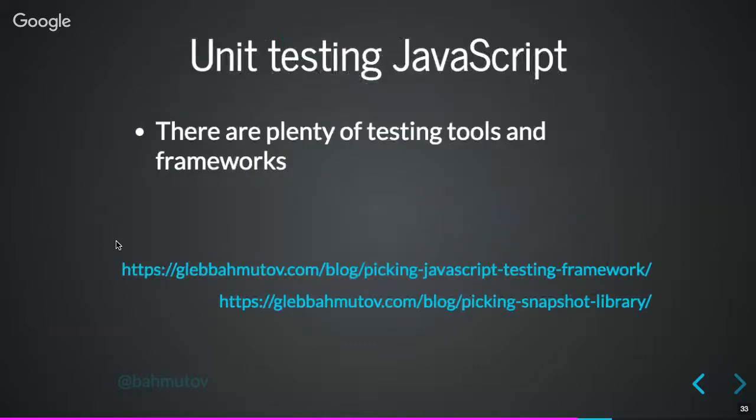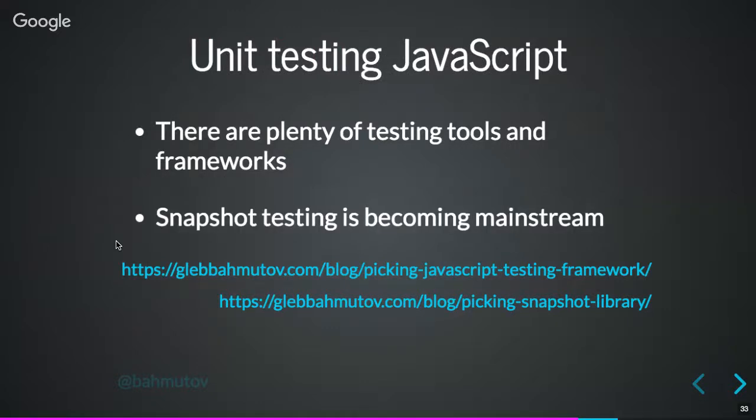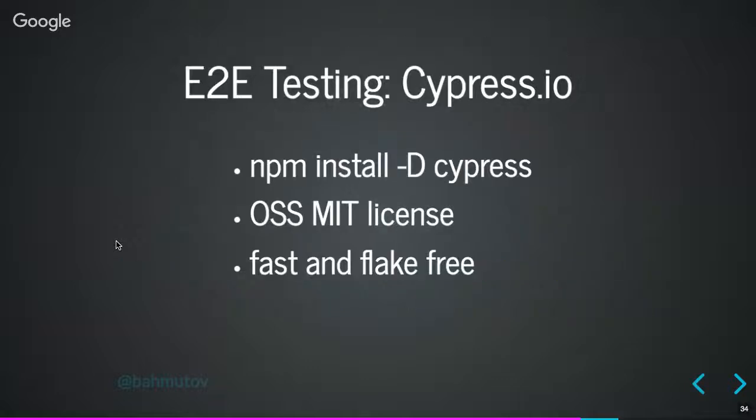So there are a lot of unit test frameworks. The snapshots is becoming important. I've written snapshot testing utilities that you can use in other places, not just Jest. But for end-to-end testing, when you actually want to test the deployed system, I recommend Cypress. It's open source, completely free. It's fast, and there's no flake, and it's just an NPM dependency. So check it out when you have a chance.